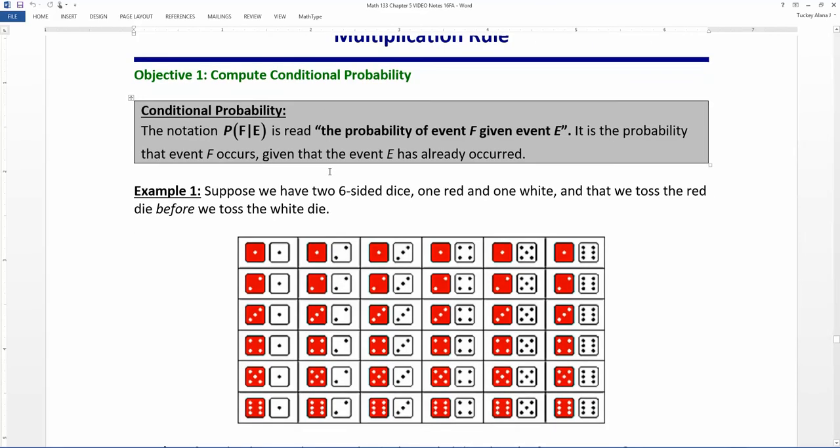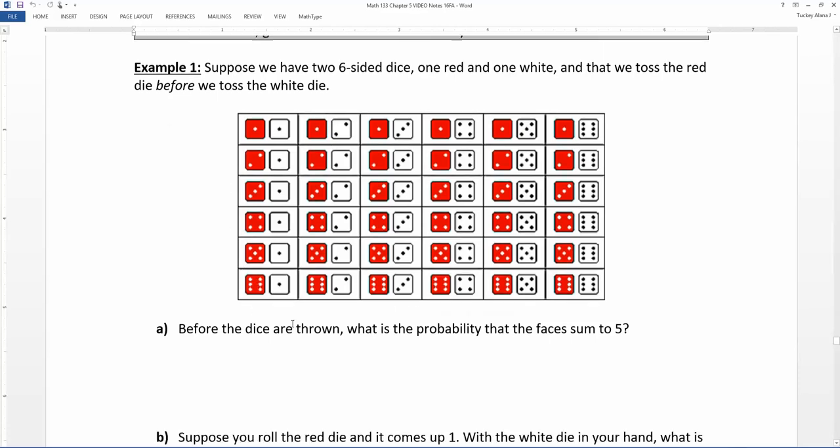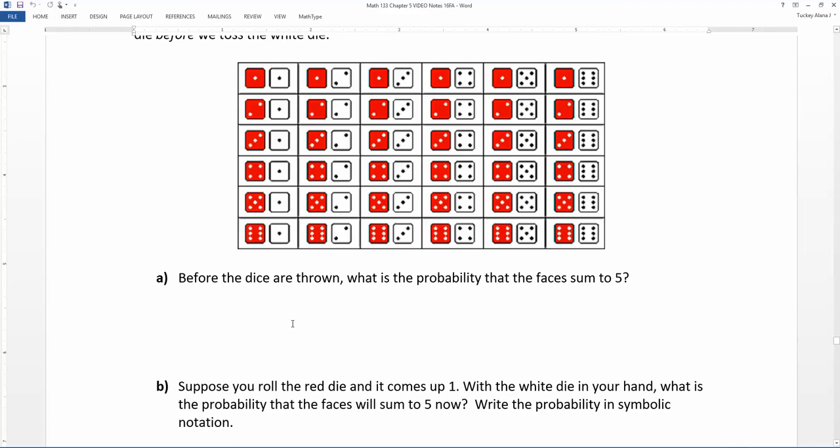So let's do an example and see if this makes sense. We have two six-sided dice, one red and one white. And then we toss the red die before we toss the white die. And that's why the red die is in the first position in all the pictures and the white die is in the second position in all the pictures. Now before we toss the dice, when you're having them sit in your hand, what is the probability that the faces sum to 5?